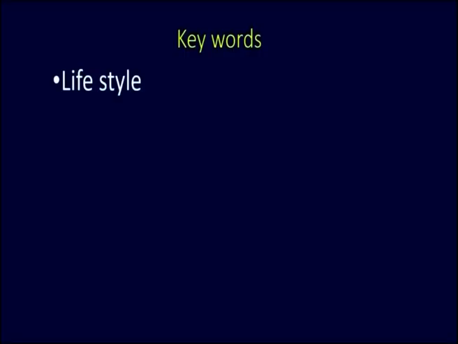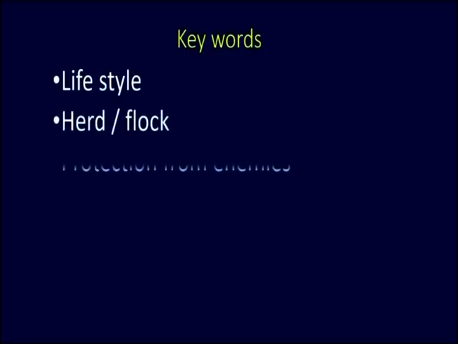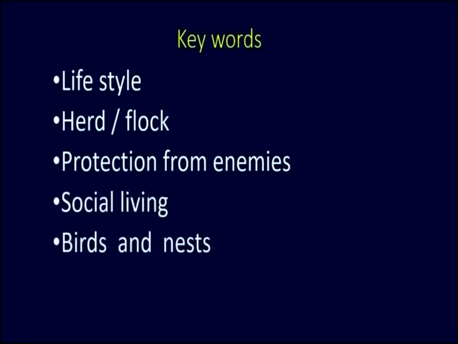Before we start our lesson, let us have look at the keywords. Keywords: lifestyle, herd or flock, protection from enemies, social living, birds and nest, bird homes. You will be understanding clearly by the end of the class. We see many plants, animals around us. Animals which live in and around our house are domestic animals.